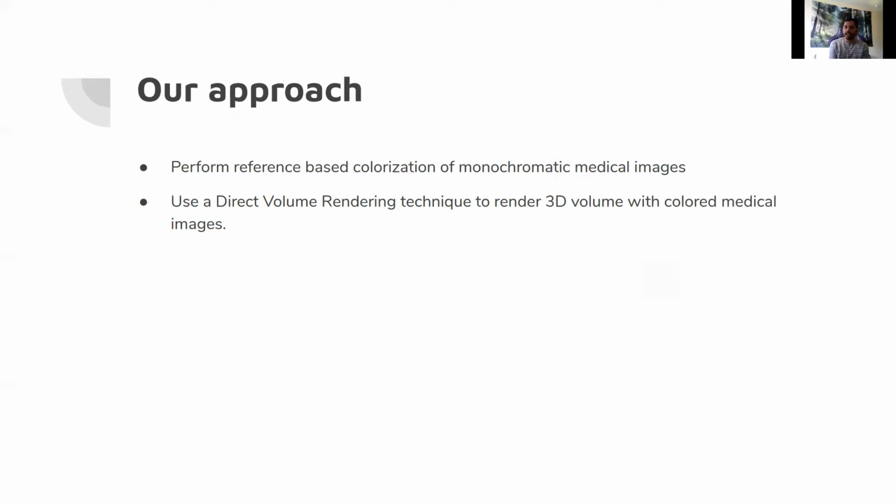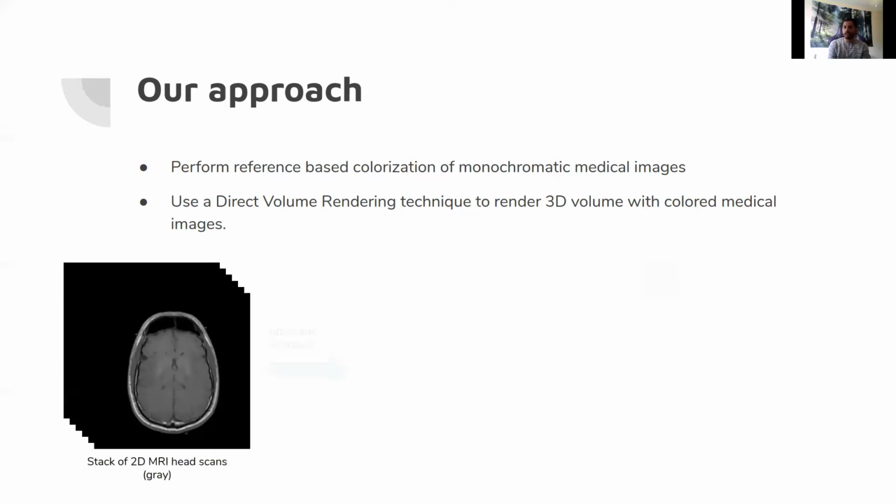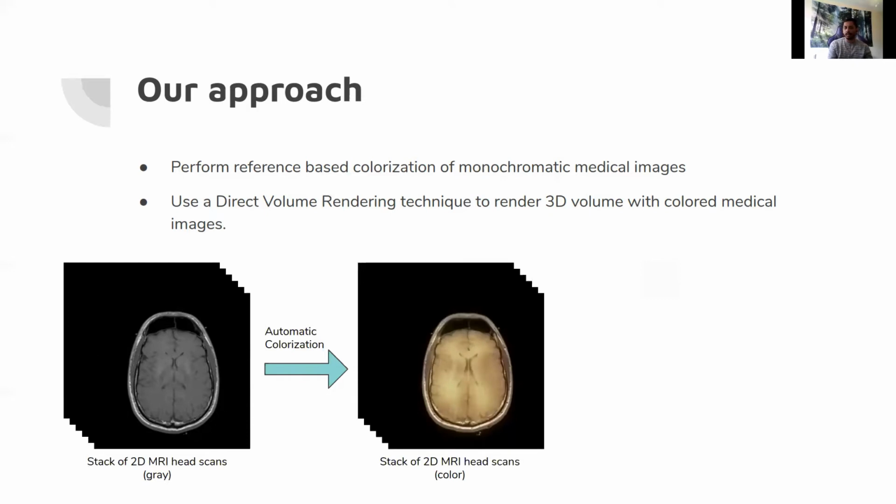The diagram here shows the overall process. First, we perform reference-based automatic colorization of a stack of 2D MRI images to obtain a colored version of that stack. And then we perform volume visualization using those colored images.